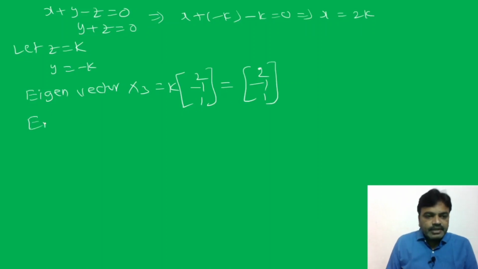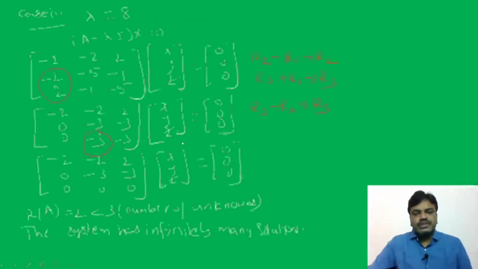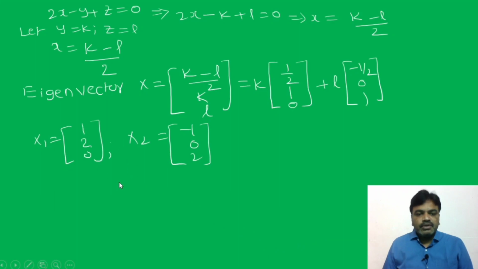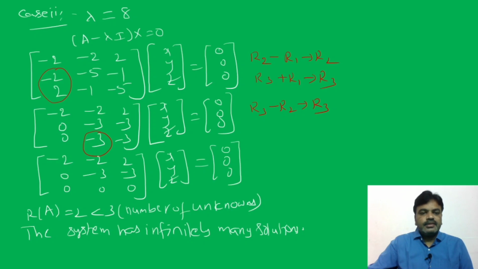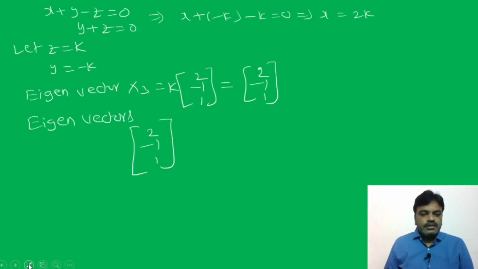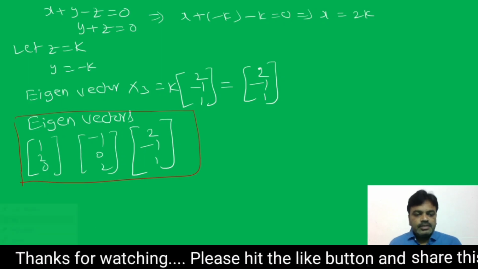So eigenvectors, you write at one place, friends. The third one is 2 minus 1 1, and the first one and second one are 1 2 0 and minus 1 0 2. You highlight these eigenvectors, friends. Okay, this is about eigenvalues and eigenvectors.